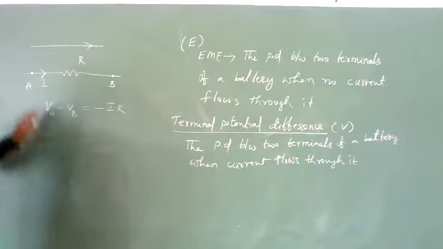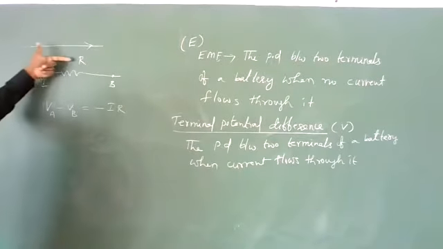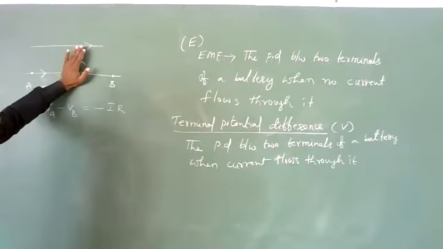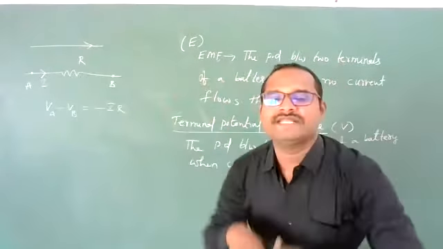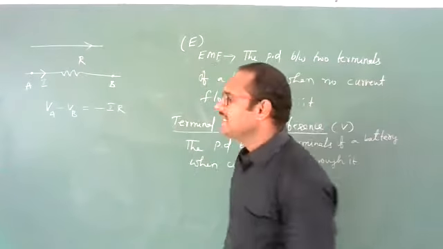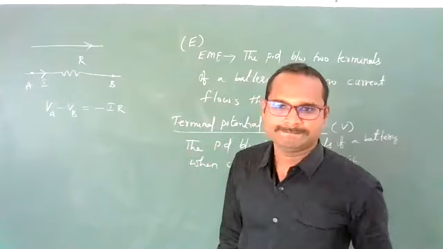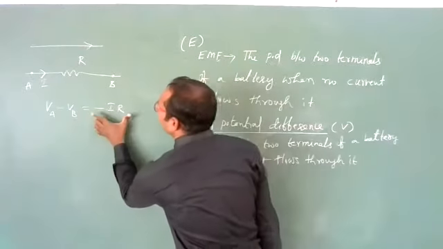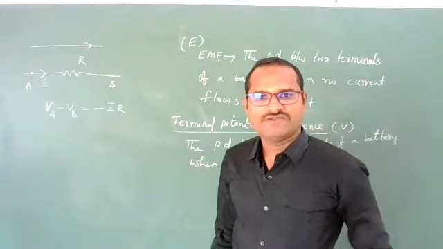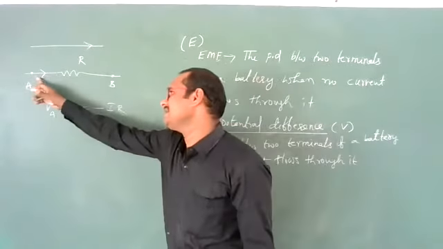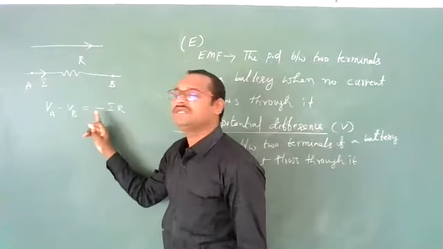Okay? Means whenever you go from one point to another point in the direction of flow of current across the resistor, there will be some voltage drop. That resistor will consume some energy. Energy is nothing but voltage, potential difference, you can imagine. So a potential drop will be there. This point you remember. Whenever you go across the resistor in the direction of flow of current, then you will get voltage drop.